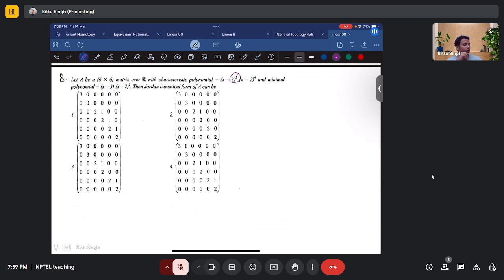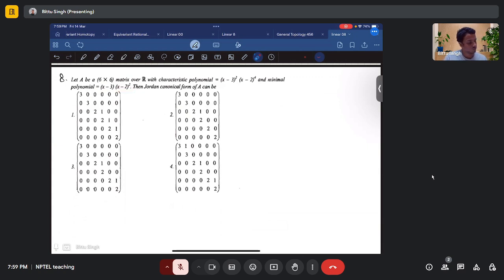So 3 will appear twice, 2 will appear 4 times, right? This is already given: 3 appears 2 times, 2 appears 4 times. We cannot see more from here. Now the minimal polynomial is (x minus 3) and (x minus 2) whole square. So this means that the multiplicity of x minus 2 is 2. Therefore, the number of Jordan blocks corresponding to 2 will be 2.